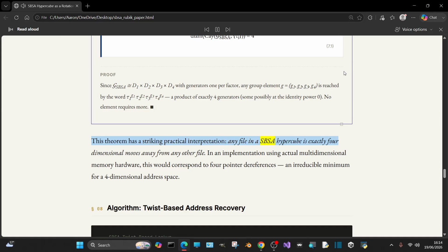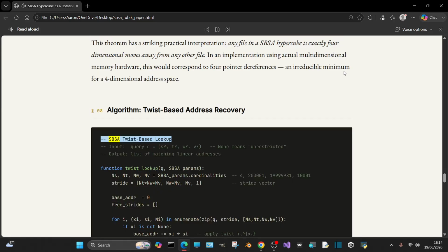Any file in a SBSA Hypercube is exactly 4-dimensional moves away from any other file. In an implementation using actual multidimensional memory hardware, this would correspond to 4 pointer dereferences, an irreducible minimum for a 4-dimensional address space. Section 08 Algorithm, Twist-Based Address Recovery. SBSA twist-based lookup input, query Q equals S, T, W, V.